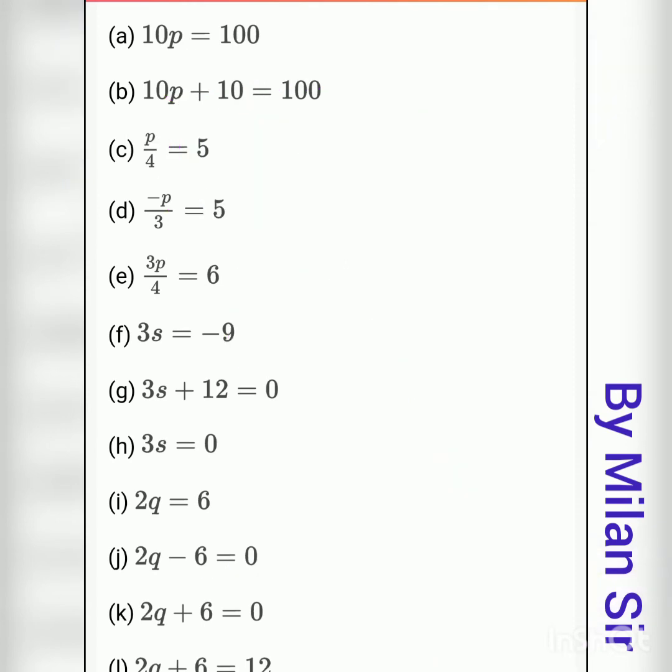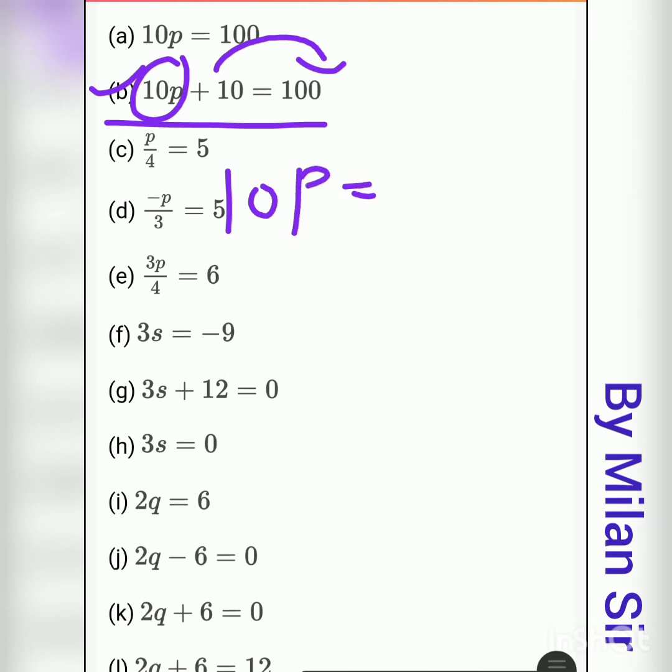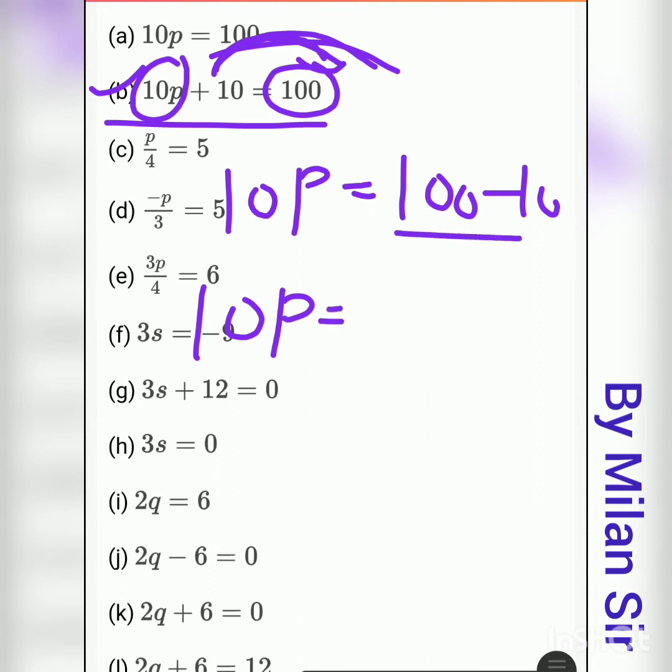Okay, after that second equation, 10p plus 10 is equals to 100. Transfer this plus 10 to the right hand side. First of all transfer this plus 10 to the right hand side. So here we have 10p. So 10p is equals to, here we have 100. So 100, and this plus 10 becomes minus 10 here. Okay, so 10p is equals to 100 minus 10, 90.